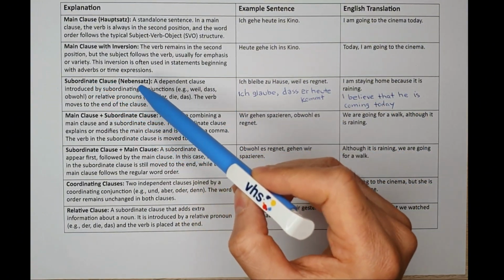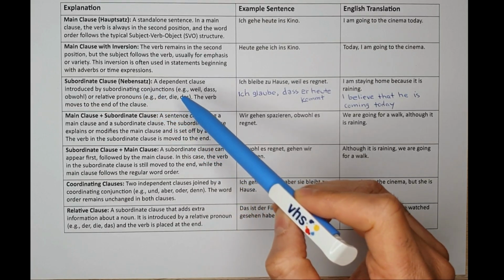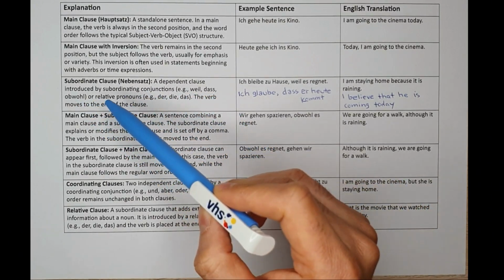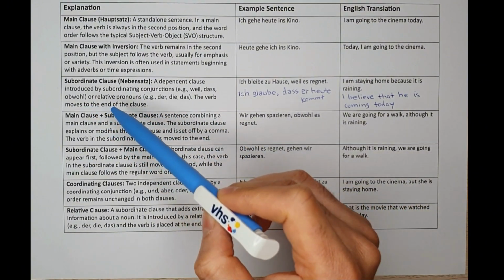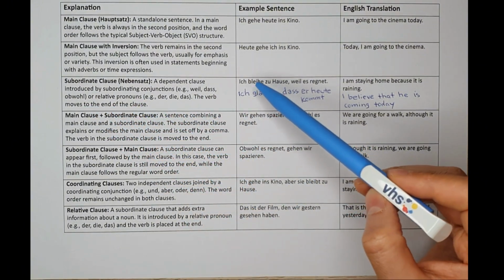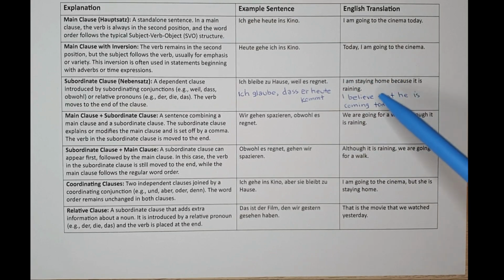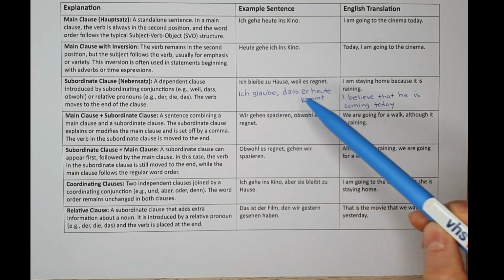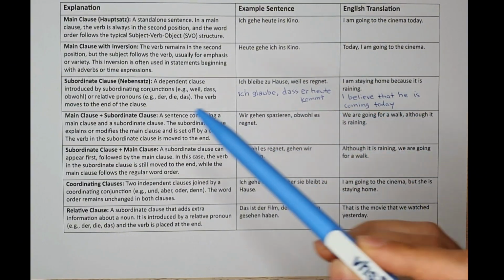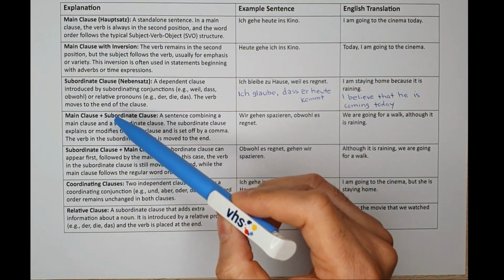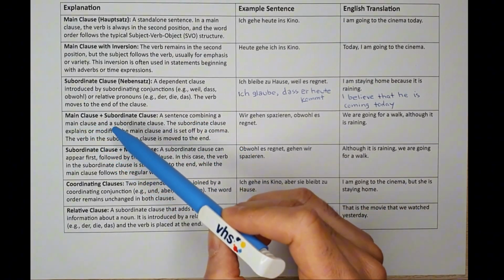Subordinate clause or Nebensatz. A dependent clause introduced by subordinate conjunctions like weil, dass, obwohl, or relative pronouns like der, die, das. The verb moves to the end of the clause. Ich bleibe zu Hause, weil es regnet. I'm staying at home because it is raining. Ich glaube, dass er heute kommt. I believe that he is coming today. Main clause plus subordinate clause. A sentence combining a main clause and a subordinate clause.